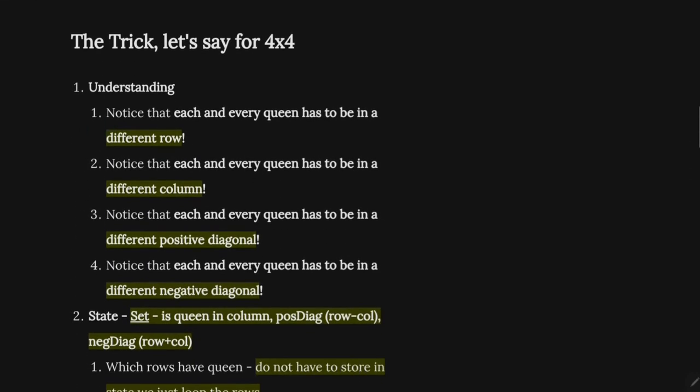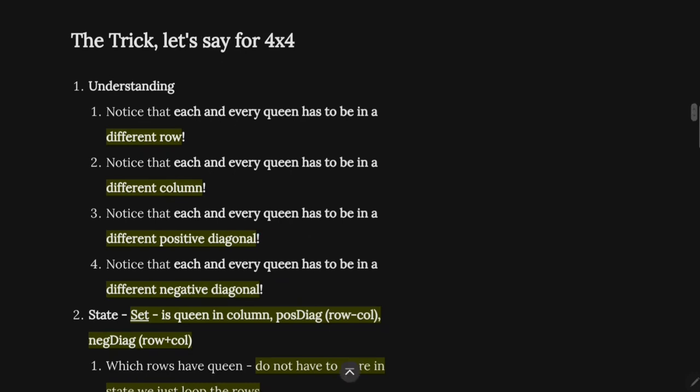Let's look at understanding the problem and its solution with the trick. So first, let's understand the problem, and we need to notice that each and every queen has to be on a different row. There could not be multiple queens on the same row because then horizontally they will collide. Notice that each and every queen has to be in a different column. We cannot have multiple queens on the same column, otherwise they would collide.